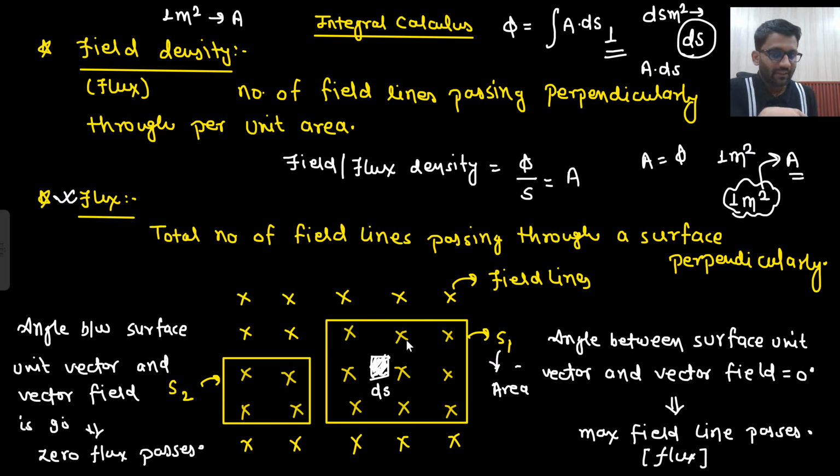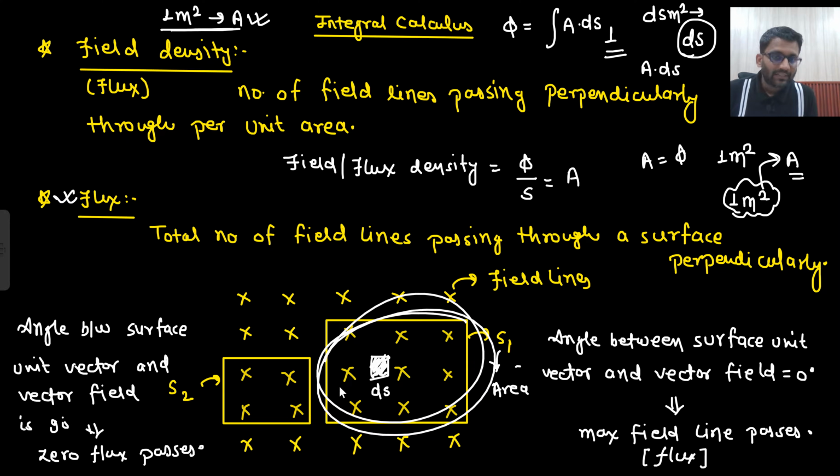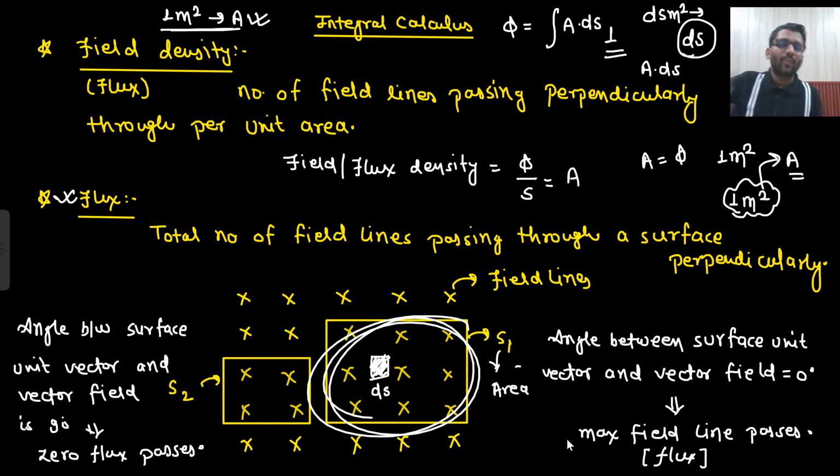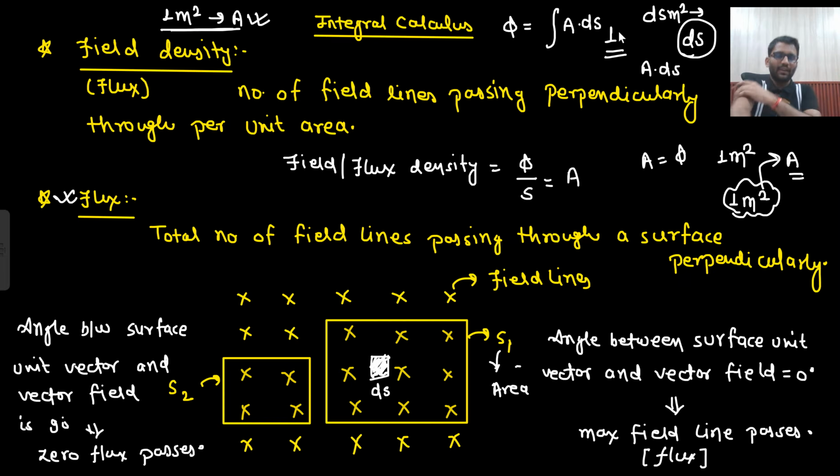From 1 meter square area, A field lines were passing. If I assume ds a small area, from a small area ds, how many field lines will pass? A into ds field lines will pass. Now if I need to find how many field lines will pass from the complete surface, what do I need to do? Integration. What is that known as? Flux. So my flux is the integral of A into ds. Even if you did not understand it, you just need to remember it: flux density into ds, that's it.